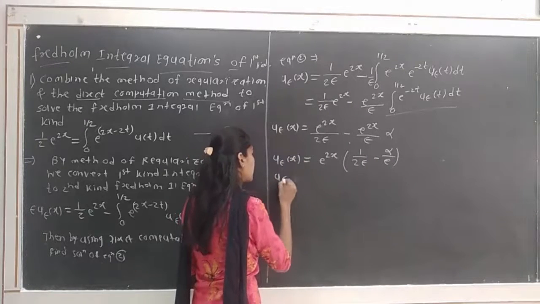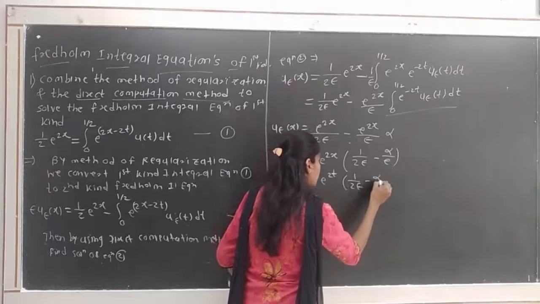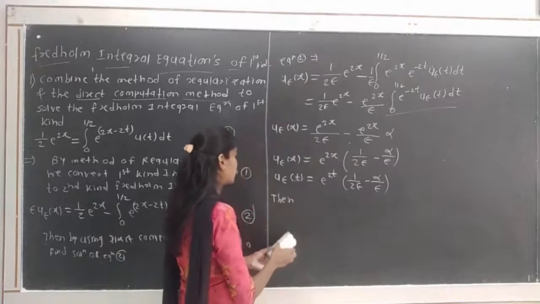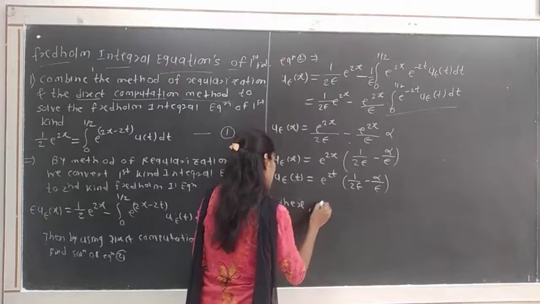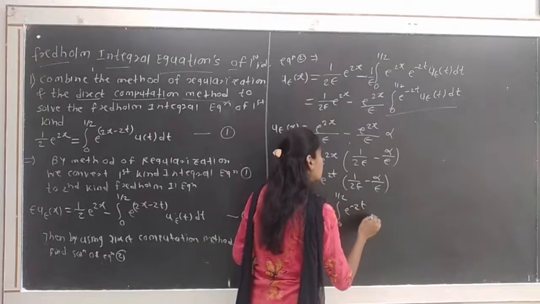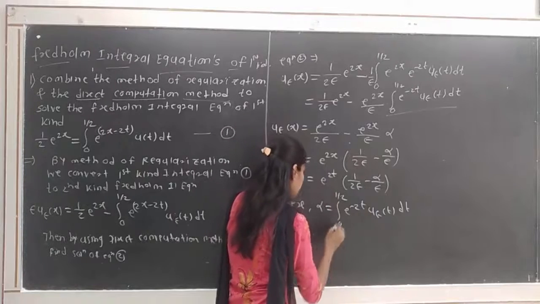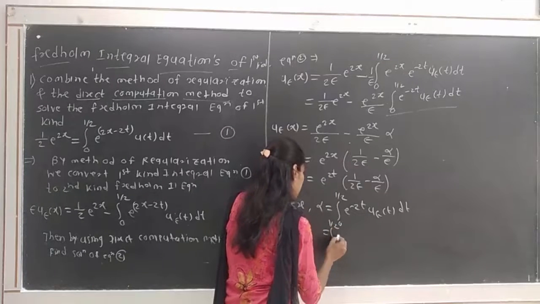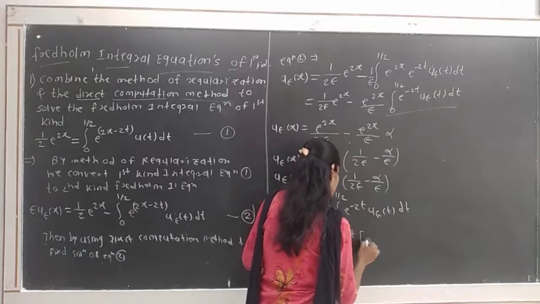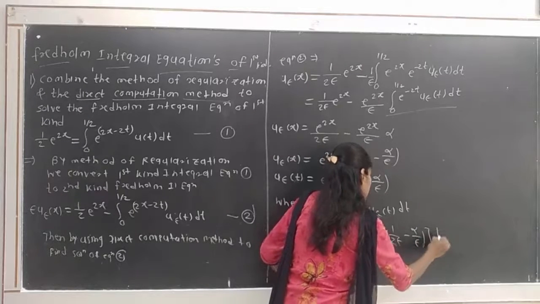Then from that we can write u epsilon of t. u epsilon of t is equal to e raised to 2t in bracket 1 divided by 2 epsilon minus alpha divided by epsilon. Okay, then alpha is equal to, we consider integration from 0 to 1 by 2 of e raised to minus 2t into u epsilon of t dt. So we put here the value of u epsilon of t from here. So we get integration from 0 to 1 by 2 of e raised to minus 2t, u epsilon of t will be this. So we put here the value, so this will be e raised to 2t and in bracket 1 divided by 2 epsilon minus alpha divided by epsilon into dt.